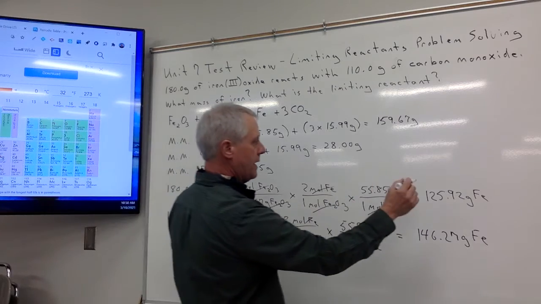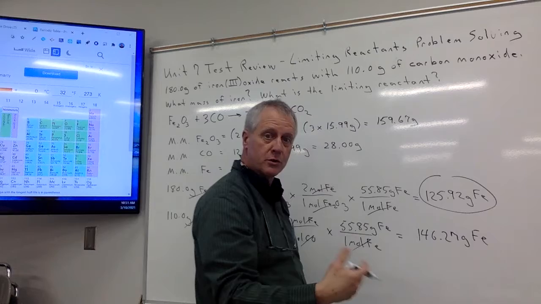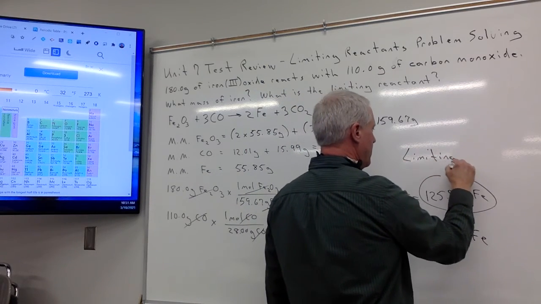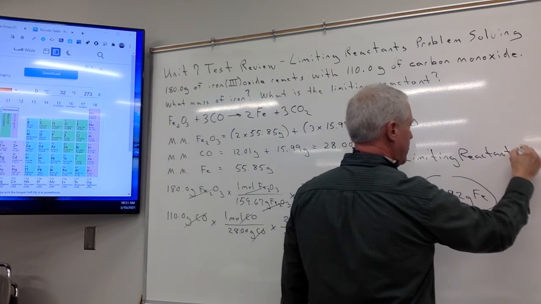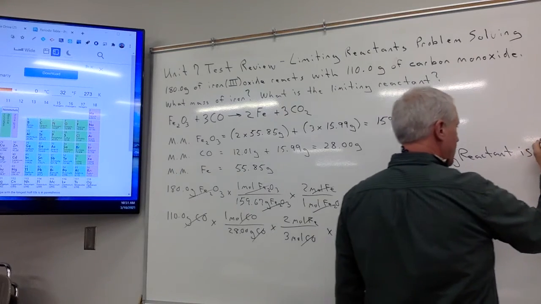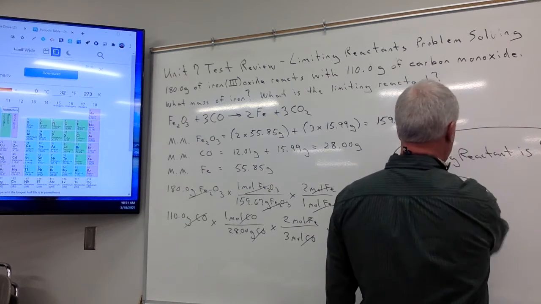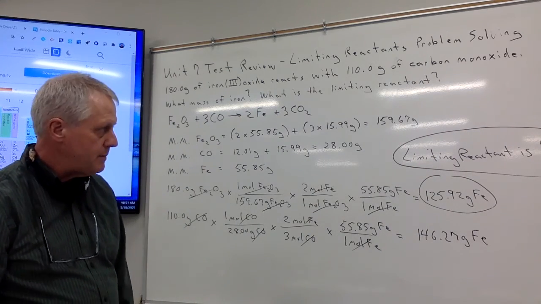So our limiting reactant here is the one that produces the least amount. So the limiting reactant in this case is iron oxide. Okay, so that's a review of limiting reactants.